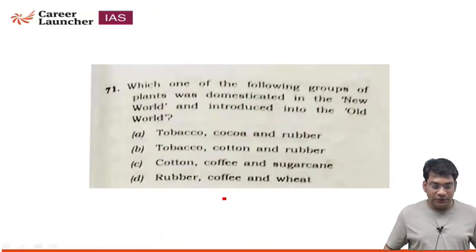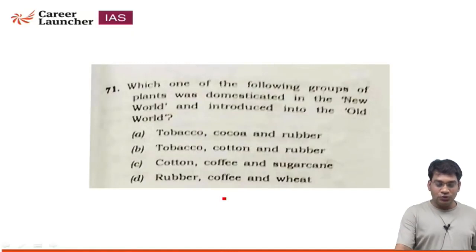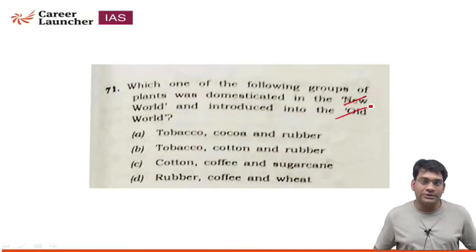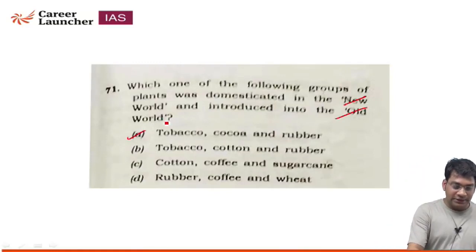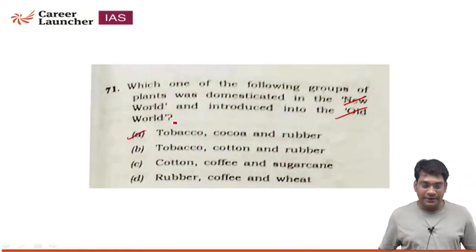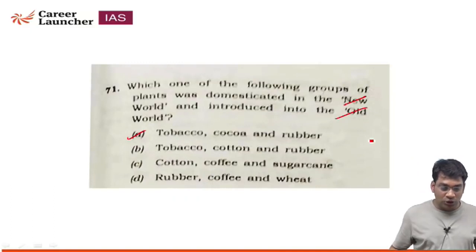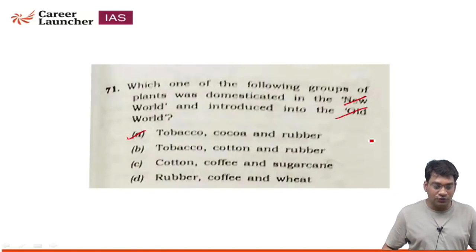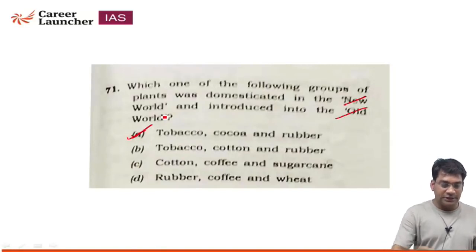71. Which one of the following groups of plants was domesticated in the New World and introduced into the Old World? What is New World and Old World? Basically, Old World includes the colonial governments, like the British government, which introduced them in their colonial territory. Among the 4 options, option A, that is tobacco, cocoa and rubber, were introduced by the Old World, but at present they are domesticated in the New World. So option A is the correct answer.